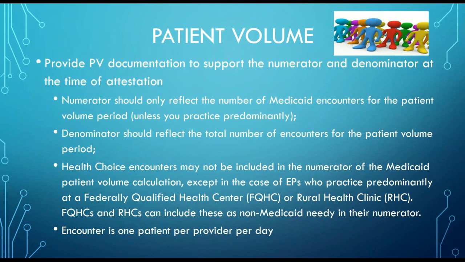The numerator includes only Medicaid encounters unless you are an EP who practices predominantly at an FQHC or RHC, in which case the numerator also includes non-Medicaid needy encounters. The denominator includes all encounters regardless of the payer. Health Choice cannot be included in the numerator except by providers who practice predominantly at FQHCs or RHCs, in which case they are reported with non-Medicaid needy encounters.